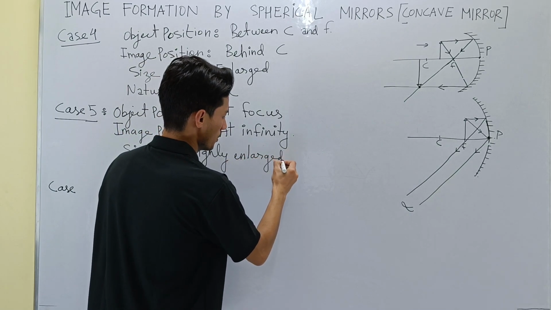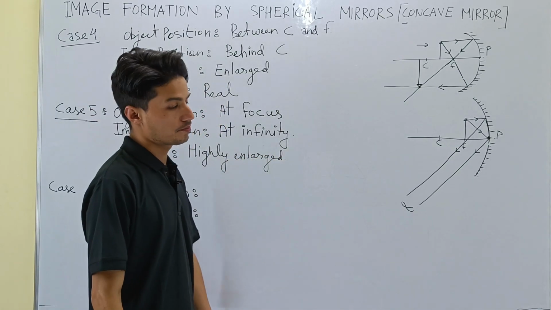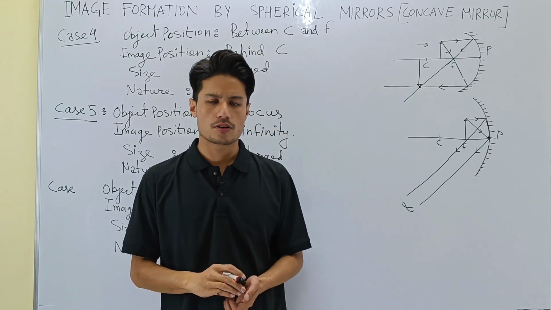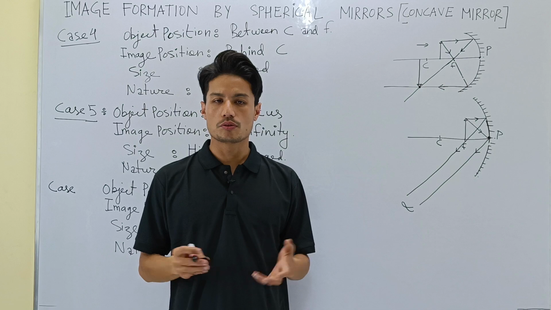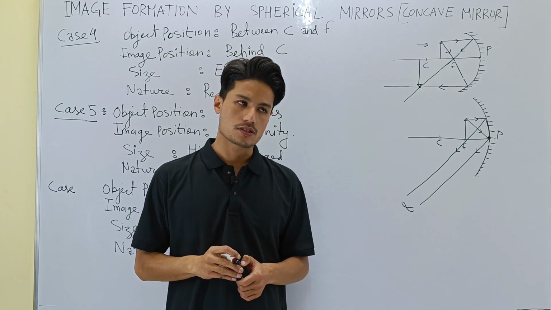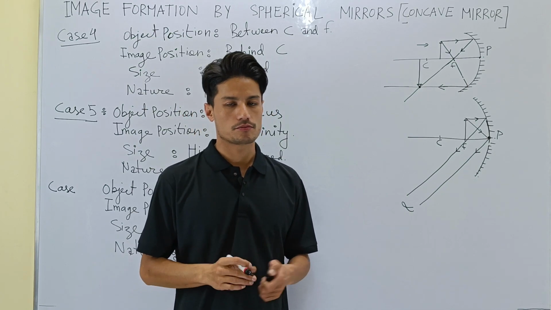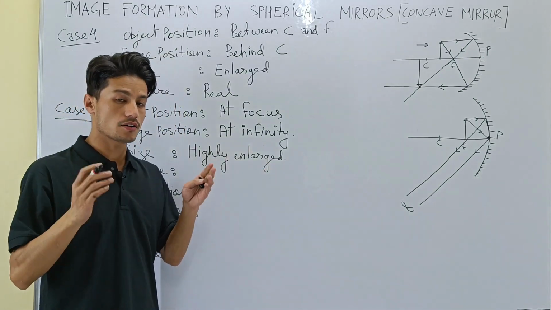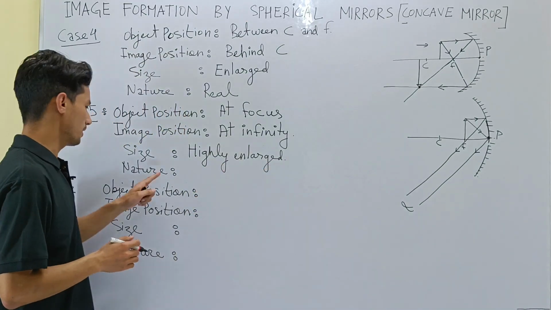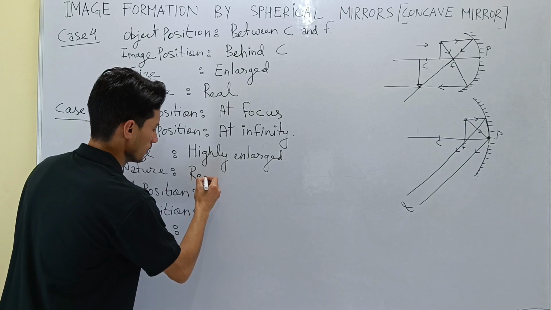Highly enlarged. The stars are much farther away from us. We consider the stars to be at infinity, and you know that the stars are much bigger than Earth, isn't it? So it's similar to that situation. Images formed at infinity are very big. Then the nature is again real.